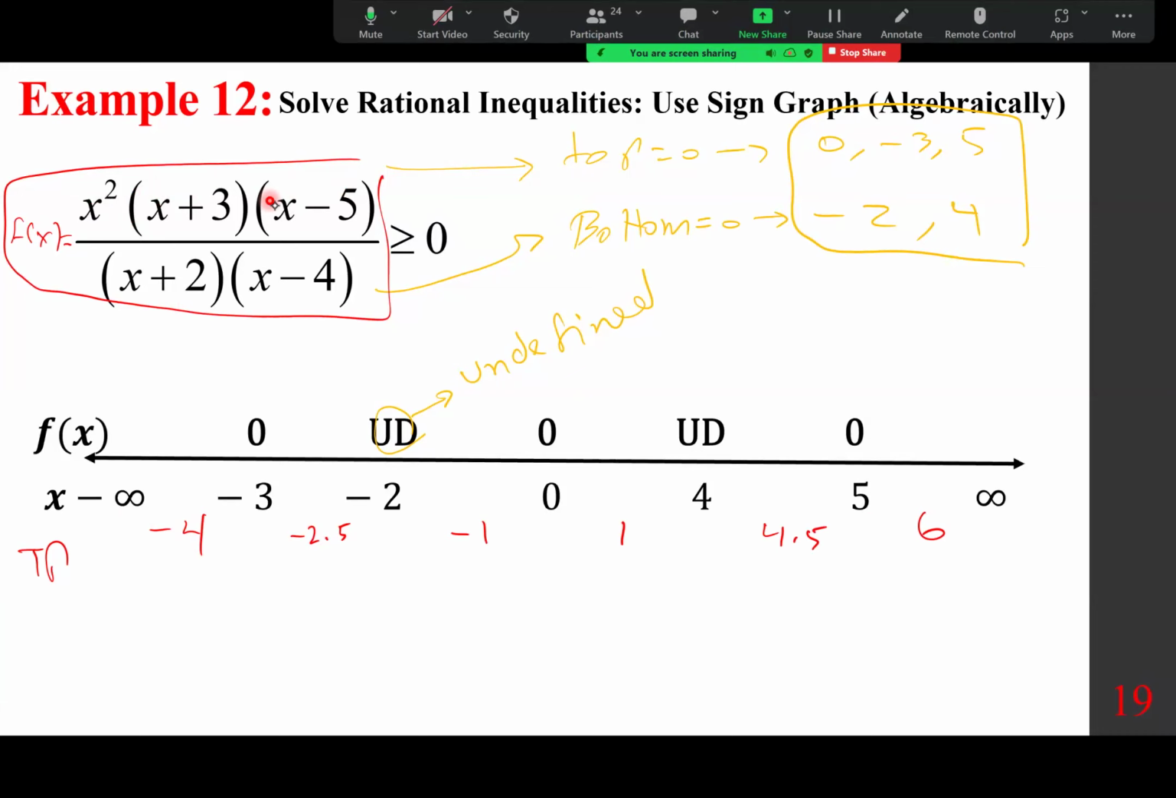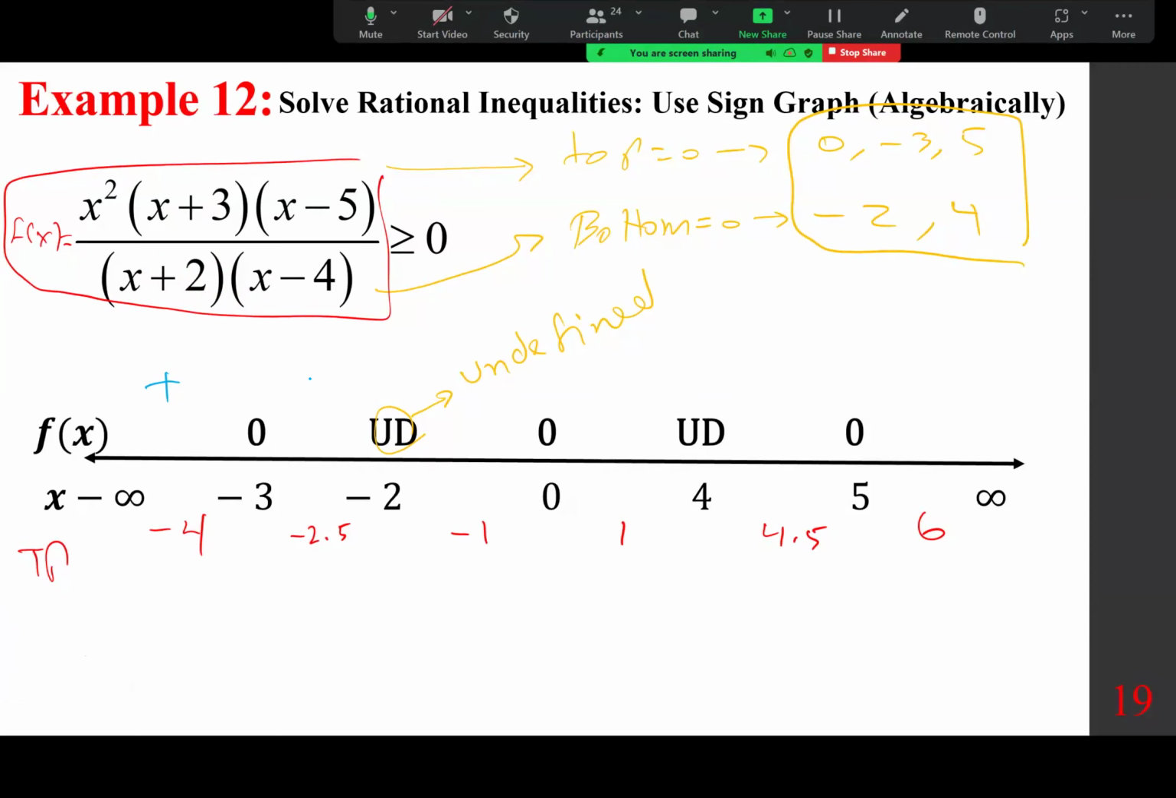If I put -4, this becomes positive. The positive doesn't do anything. This becomes negative. This becomes negative times negative is positive. So the top becomes positive. Plug in here, negative plus 2, this is negative. Negative and negative is negative. The product is positive. Positive over positive, this one is positive, everybody. So the first one is positive.